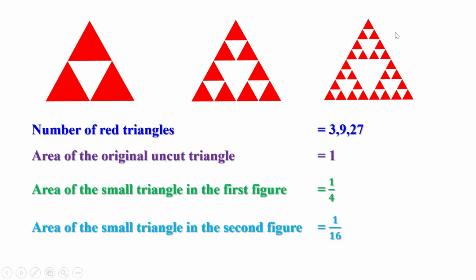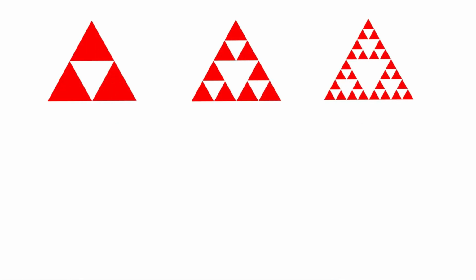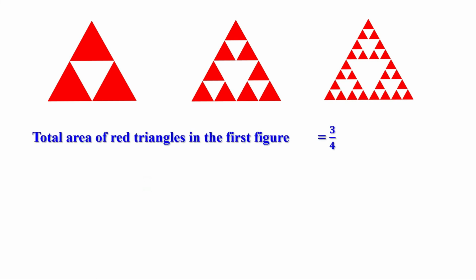So the area of one small triangle in the third figure is 1/16 divided by 4, that is equal to 1/16 into 1/4, and that is 1/64. Now we have to find the total area of red triangles in each figure. We have seen that the area of one triangle in the first figure is 1/4, and there are 3 red triangles. So the area of one triangle is 1/4. Since there are 3 red triangles, the total area is 3/4.